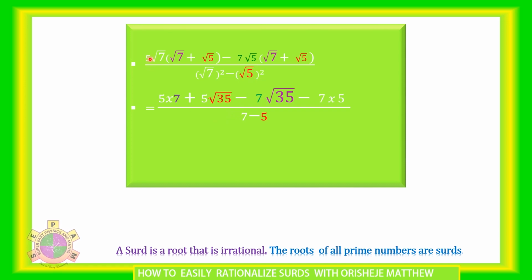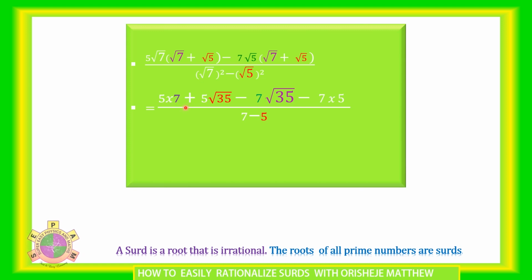Now 5 root 7 multiplied by root 7, that is 5 times 7, because root 7 times root 7 is square root of 49, which is 7. Then 5 root 7 multiplied by root 5 is the same thing as 5 root 35. 7 times root 5 is 35, square root of 35. Then 7 root 5 multiplied by root 7 will become 7 root 35. And 7 root 5 multiplied by root 5 is the same thing as 7 times 5, because square root of 5 multiplied by square root of 5 is 5.